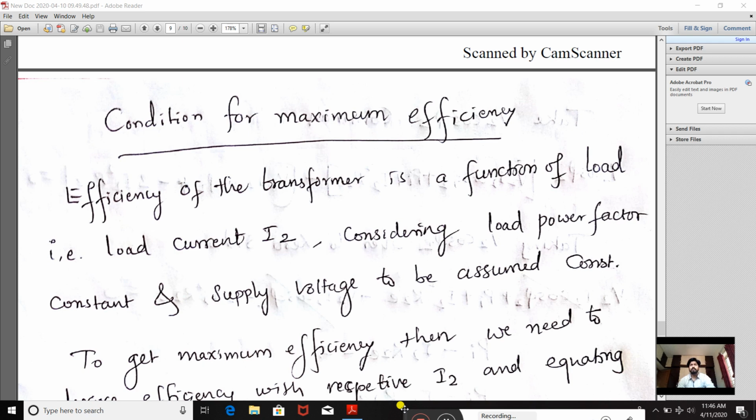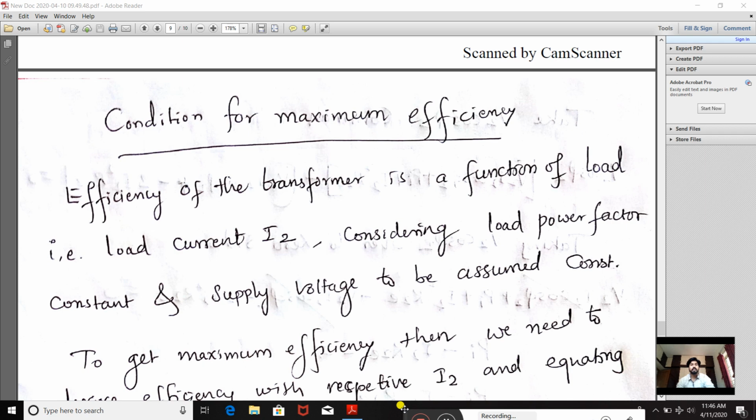As we all know, when the efficiency will be maximum, many people will answer that whenever losses are less, the efficiency will be maximum. That is the general answer we used to give, but that is not true in the transformer case. In a transformer, the condition for maximum efficiency is not less losses. It is whenever the core loss becomes equal to the copper loss, or the copper loss becomes equal to the core loss, that the efficiency of the transformer will be maximum.